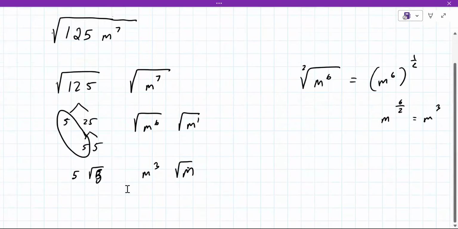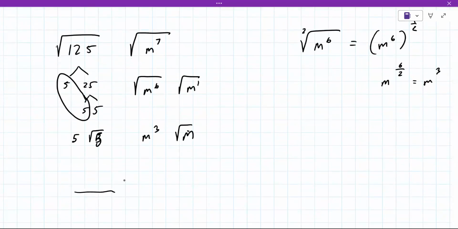Now, the last part here is to pair up the stuff that's outside and then inside the root. So 5m cubed square root of 5m.